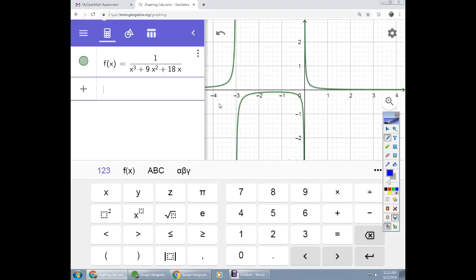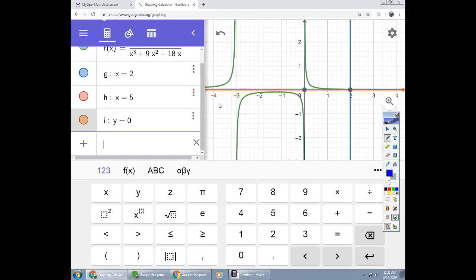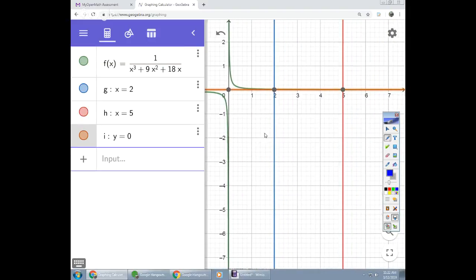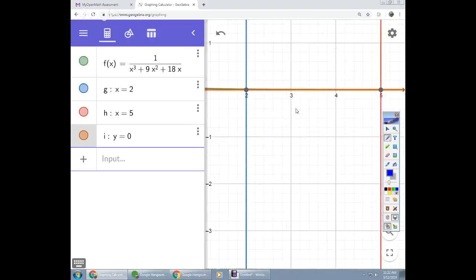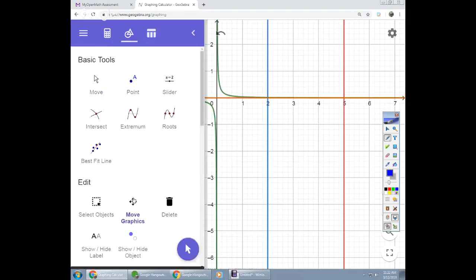All right, so then we're bounded by x equals 2, x equals 5, and y equals 0, which is the x-axis, but I want to graph it anyway. I'll throw a color on there. All right, so I just need to zoom in. We'll really zoom in there. Let's switch tools.